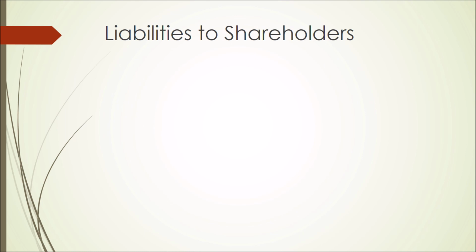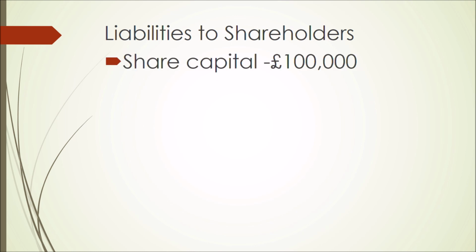And the liabilities to shareholders? Well, we had this initial share capital of minus £100,000. That's what they gave us, £100,000. We put that in the bank, so plus £100,000 in the bank, and minus £100,000 in the share capital, because we owe them that in the future.